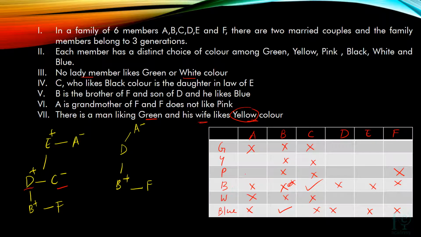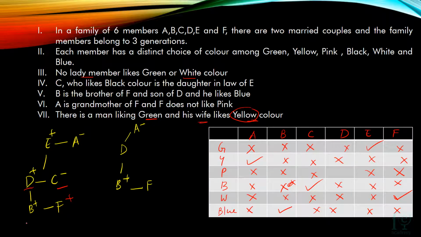So A will be liking yellow color. So let's complete here. And E will be liking green color. So there is only one option remaining for us. F will be liking white color. There is only one column blank for F, that is white. So F should be liking white color. What is the meaning of that? It is given no lady member likes green or white color. So F is liking white color means F should be a male.